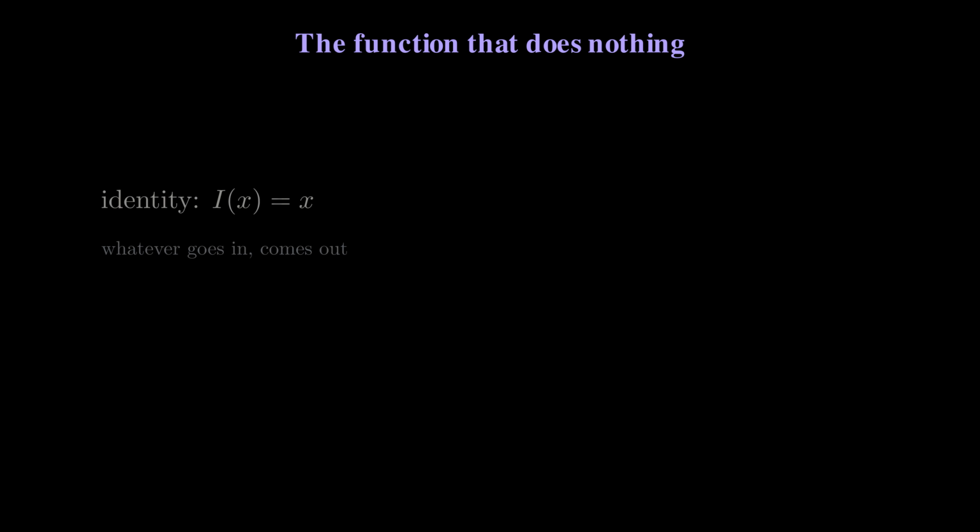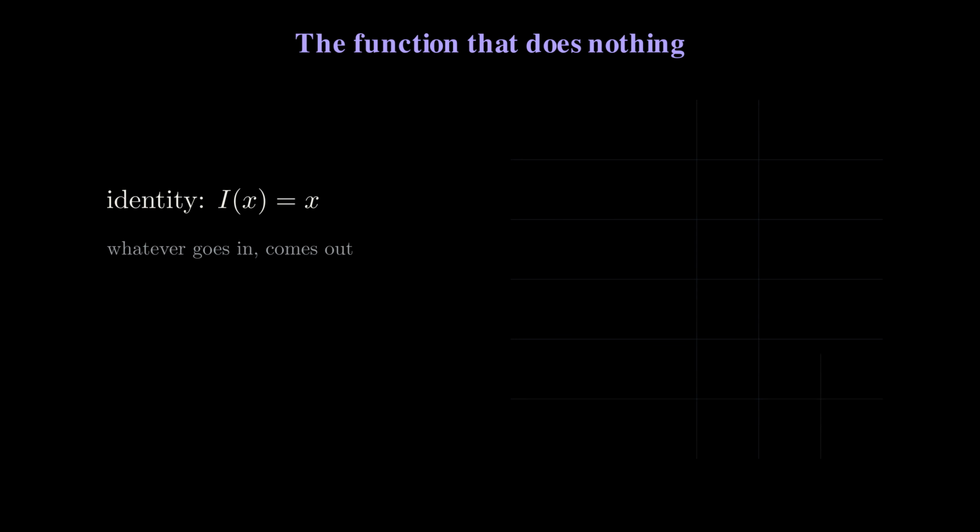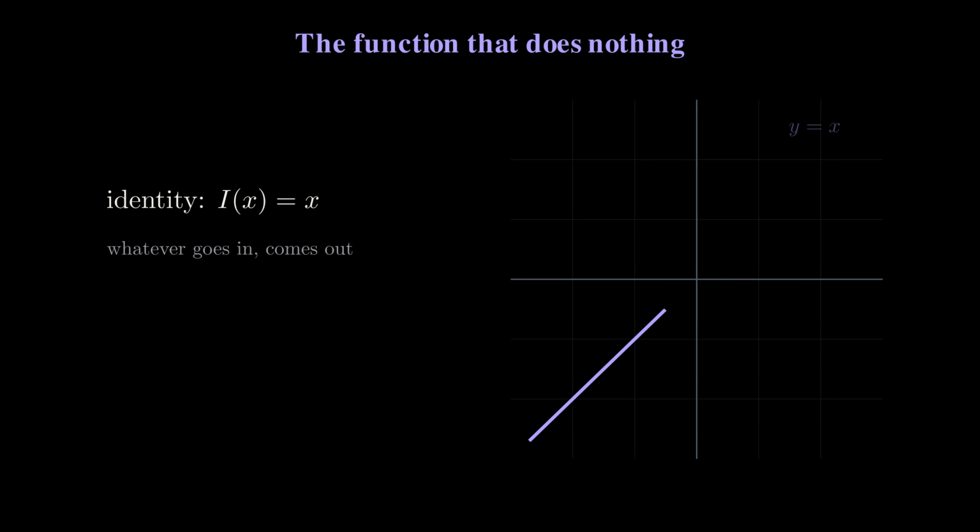Before inverses, meet the quietest function of all, the identity. It does absolutely nothing. Whatever number goes in, the exact same number comes out. I of x equals x. Its graph is the perfectly straight diagonal, y equals x. And that line is about to become the star of the show. Compose anything with the identity, and you get that thing back, unchanged. Why do we care? Because it gives us the precise definition of an inverse.